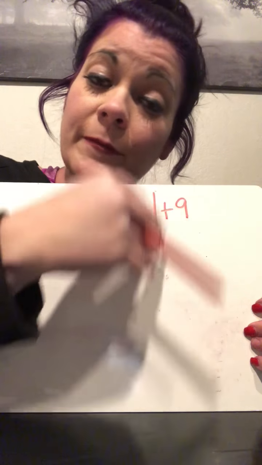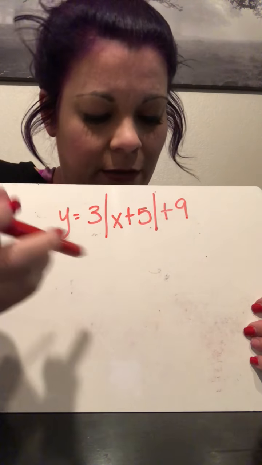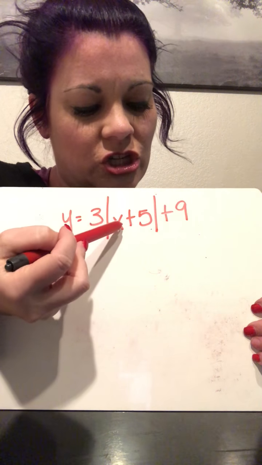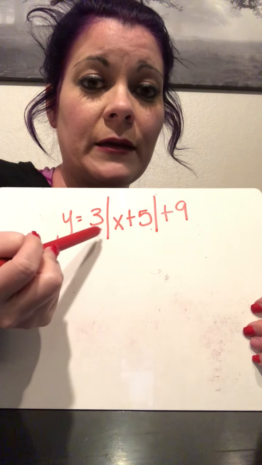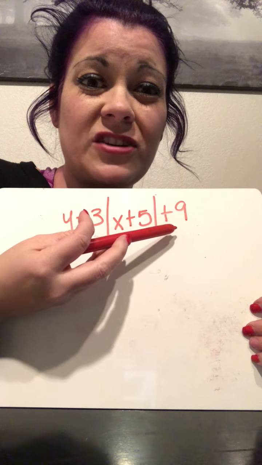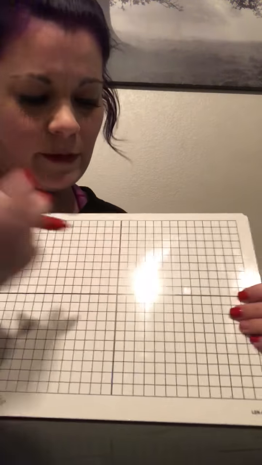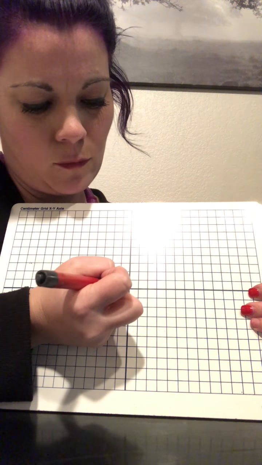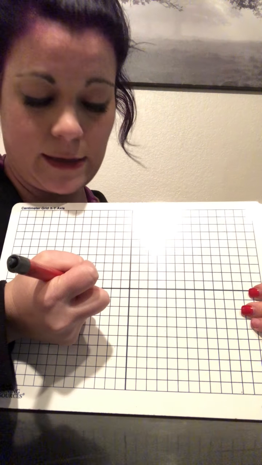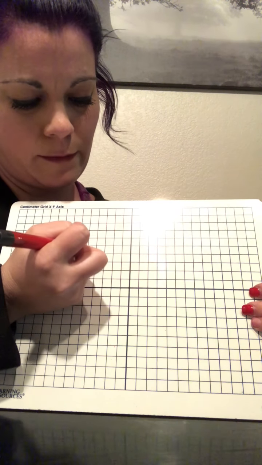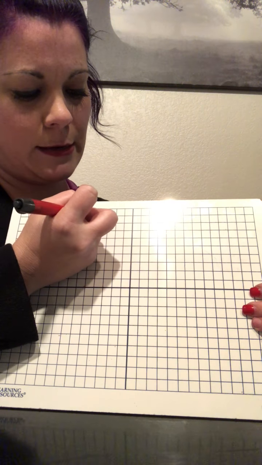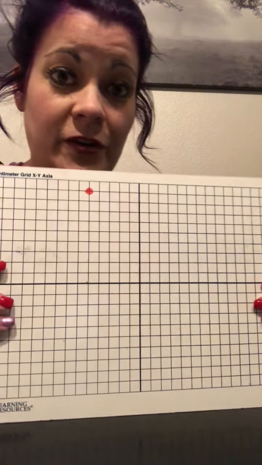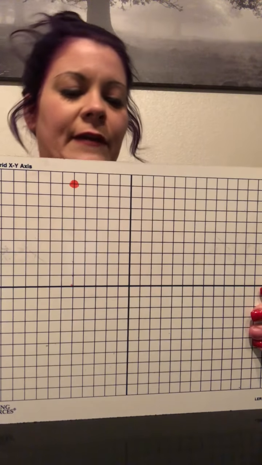So this graph, from the parent graph, the very first graph I taught you that goes through (0, 0), has to shift 5 left. The slope's going to be multiplied by 3, and it's going to shift 9 up. So remember, we start here, shift 5 left: 1, 2, 3, 4, 5, and then 9 up: 1, 2, 3, 4, 5, 6, 7, 8, 9. Okay, so that's going to be our vertex. It's a little high, I doubt, because we have to multiply the slope by 3.